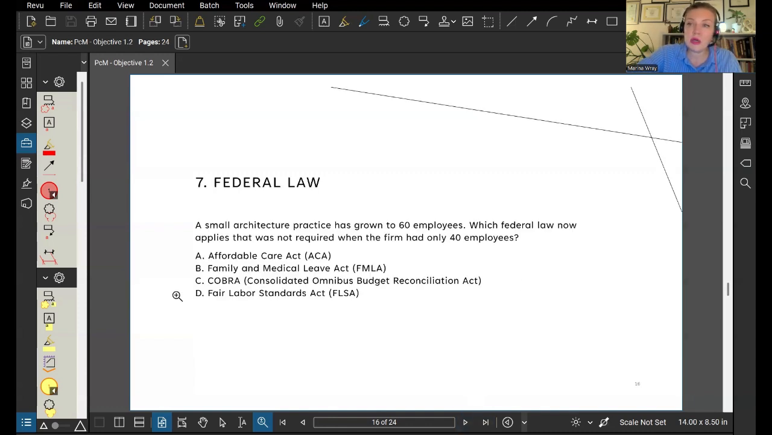Let's go to question number 7, and that's the federal law. A small architecture practice has grown to 60 employees. Which federal law now applies that was not required when the firm had only 40 employees? A, Affordable Care Act. B, Family and Medical Leave Act. C, Consolidated Omnibus Budget Reconciliation Act. Or D, Fair Labor Standards Act.